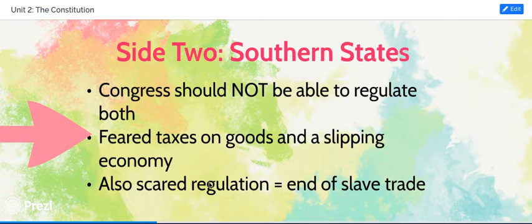That's sarcasm. All right, so they're also scared that if Congress gets to not only tax people, but also put rules on trade, that they're going to end the slave trade. Spoiler alert, Congress is not bold enough to do that for another 80 years. Okay? So they're scared that regulation and rules are going to mean the end of the slave trade, which means plantation owners are going to end up having to pay people to work for them. Oh my gosh, what a terrible thing.